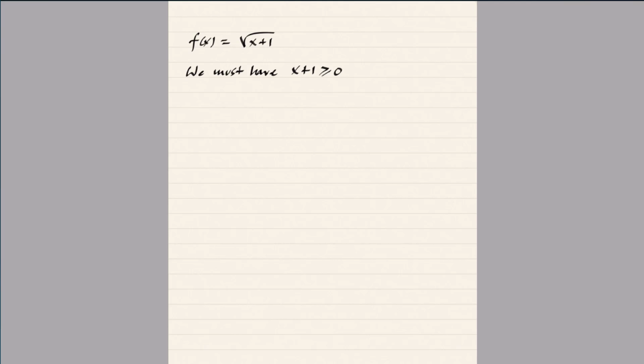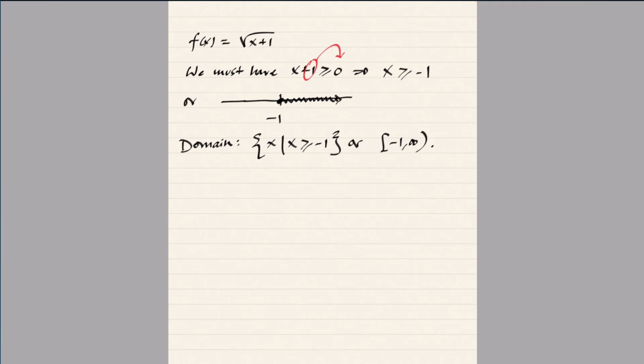What that means is that we must have the quantity x plus 1 greater than or equal to 0, and in order to find the domain, all we have to do is isolate x by subtracting 1 from both sides of the inequality. The little red circle with the arrow is my way of saying I'm subtracting 1 from both sides. That's the same as saying that x has to be greater than or equal to -1.